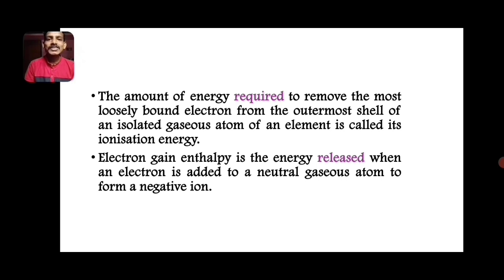Electron gain enthalpy is the energy released when an electron is added to a neutral gaseous atom to form a negative ion. So these are the two energies, or the two enthalpies, that influence ionic bonding. Clear? Which are the two energies? Yes, very good. They are ionization energy and electron gain enthalpy.